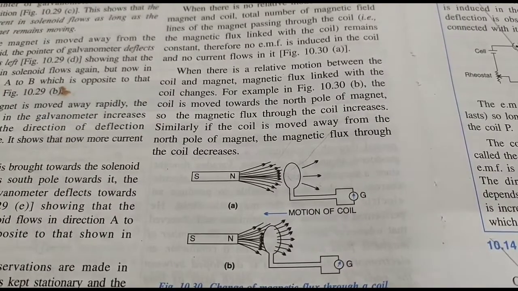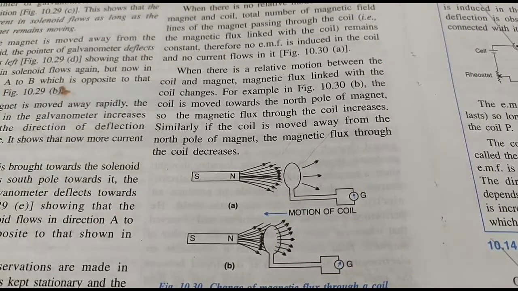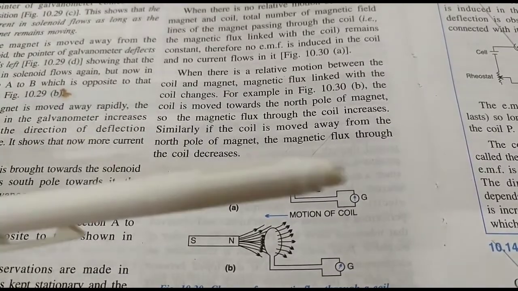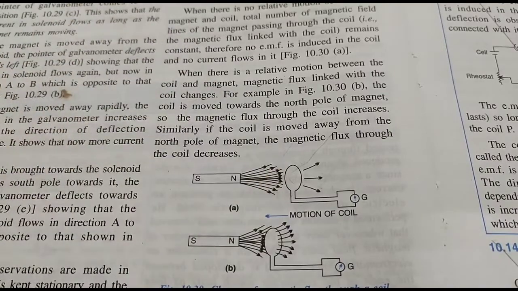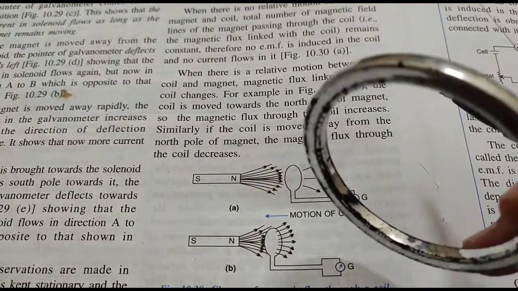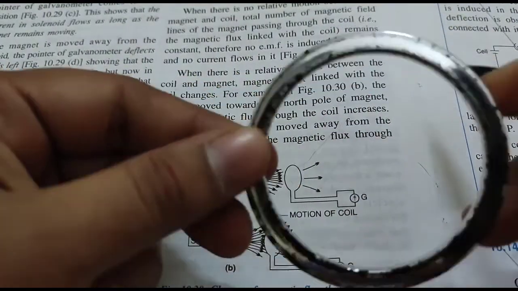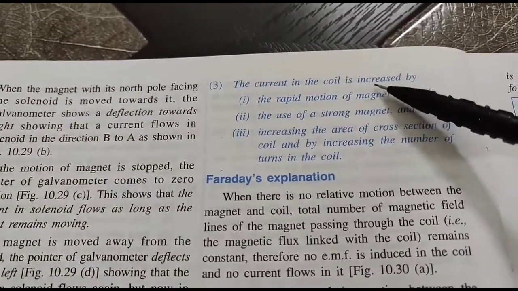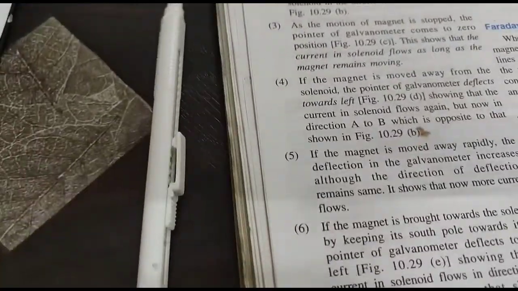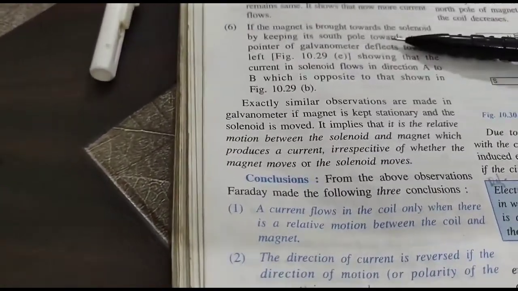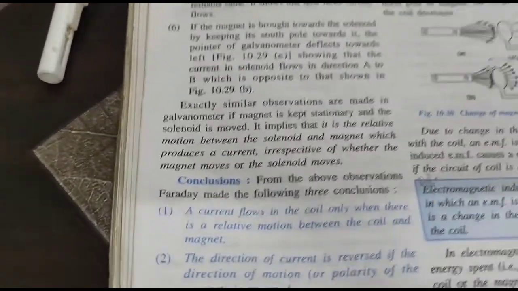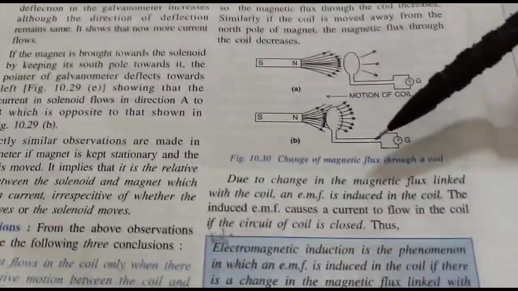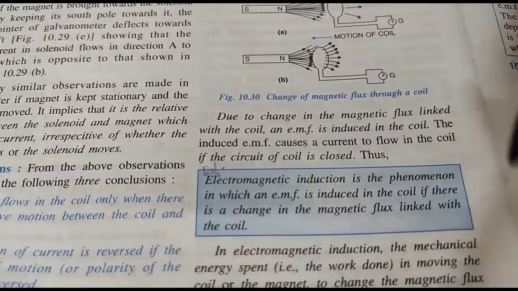Another way of producing a lot of current is to increase the number of coils. And one more way is to use a very strong magnet. One more: increase the cross-section area of the coil. So these are the factors affecting the amount of current in the coil. All of these points should be learned, but the experiments have to be just read. Conclusion has to be learned. And this explanation was beautifully given by Faraday, one of the geniuses of physics. Mark the definition of electromagnetic induction here.